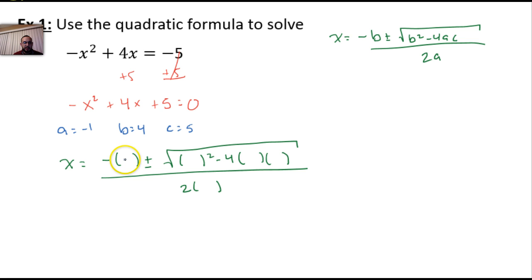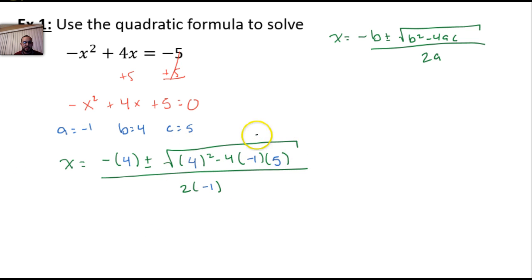So b is going to be 4, plus or minus, again, b is 4, minus 4a, so my value a is first, that's going to be negative 1, and then according to this, c is my next value, that's 5, and a is my last value, that's negative 1. So we just plugged directly into our quadratic formula, and then we start simplifying things out.